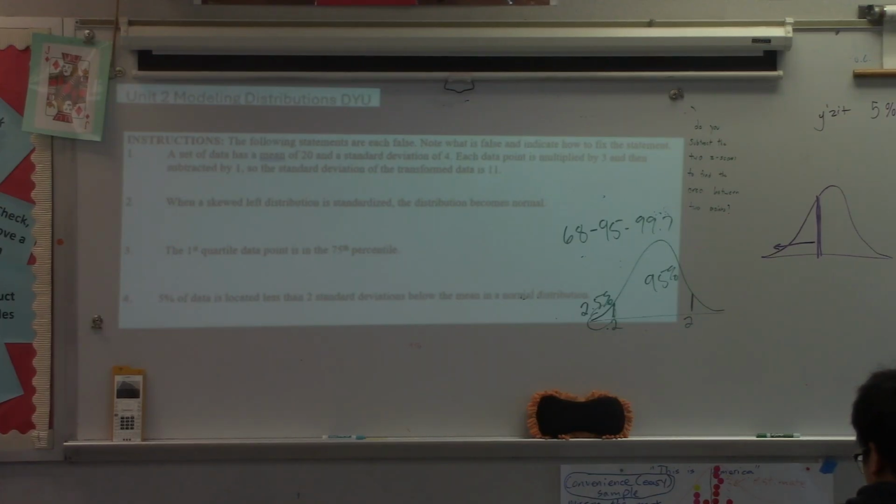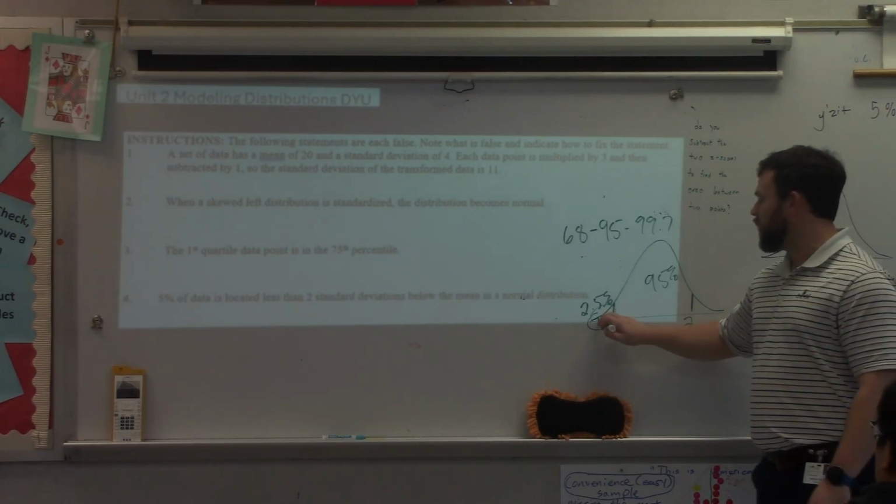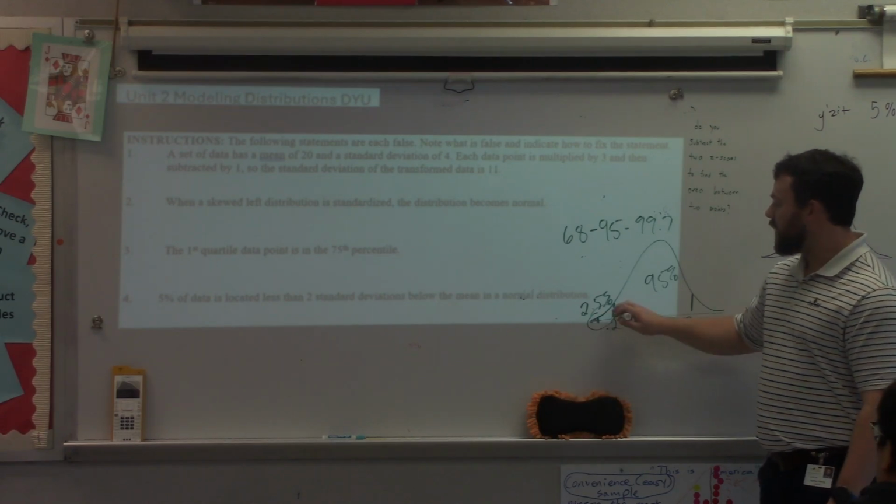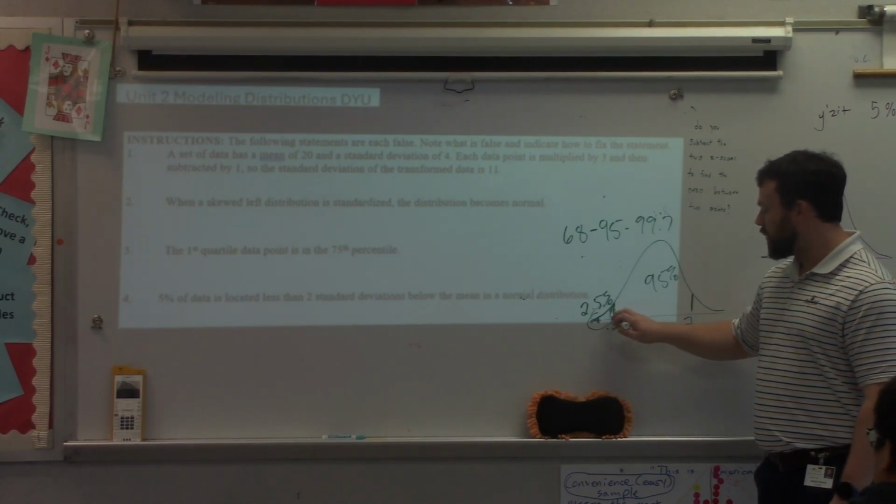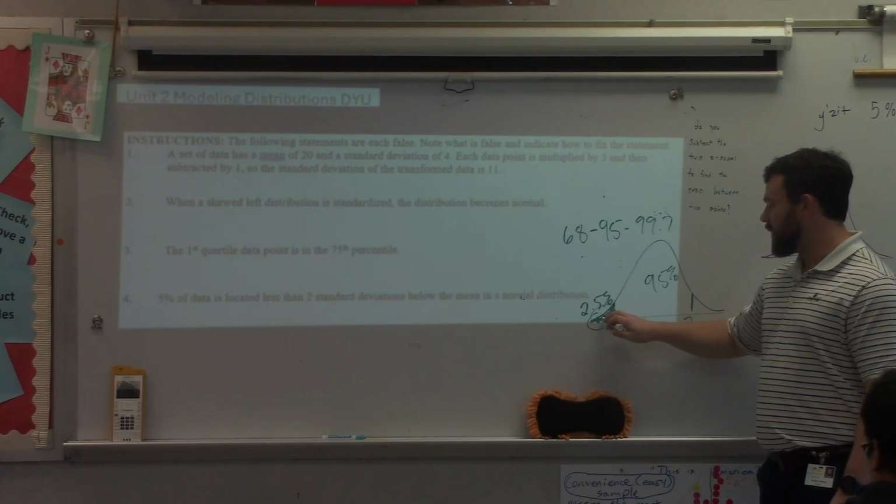We need to be careful about that. What would have made that more clear? Not saying it's 2 standard deviations, but saying less than 3 standard deviations. But it's not less than 3. Less than 3 would have only been 0.015% because it would have only been this. I want what is at 2 or below. So that's why I said less than.